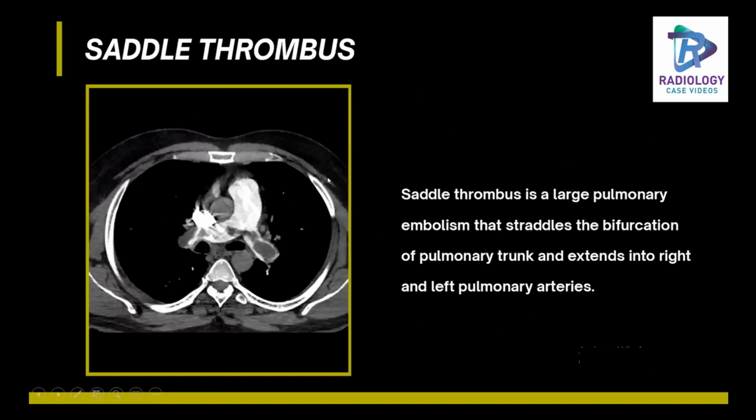With such an extensive embolic burden, signs of right heart strain should also be looked out for, which are the dilatation of right ventricle, straightening or leftward bulging of the intraventricular septum, enlargement of the pulmonary trunk, and contrast reflux.